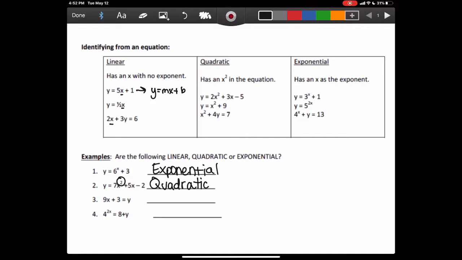Let's look at this next one. 9x plus 3 equals y. No exponent. Since we don't have an exponent at all, we know that we just have a variable x. That one is going to be linear. Let's look at this one. 4 raised to the 2x equals 8 plus y. You may be quick to say, oh, that's quadratic because you see the 4, then you see the little 2 up there. But what's paired with that 2? You have an x. If your variable x is in the exponent, it will be considered exponential.